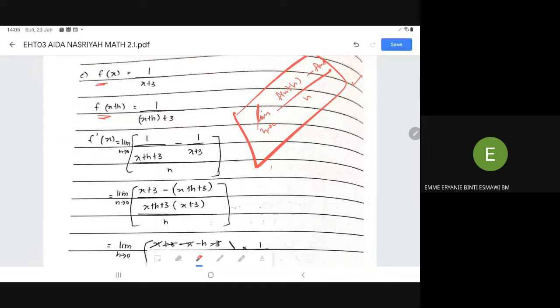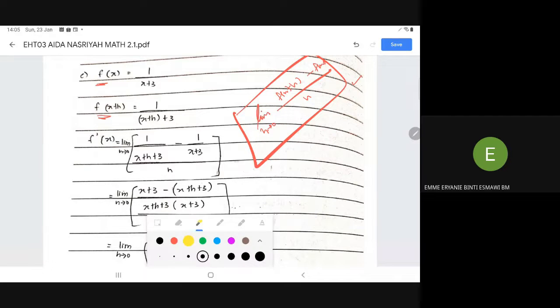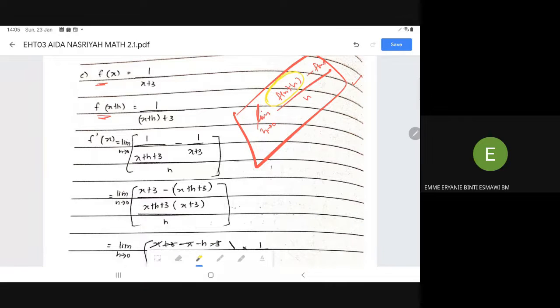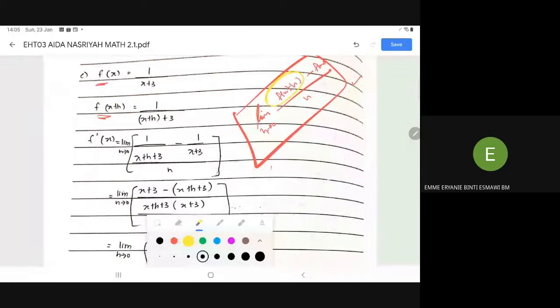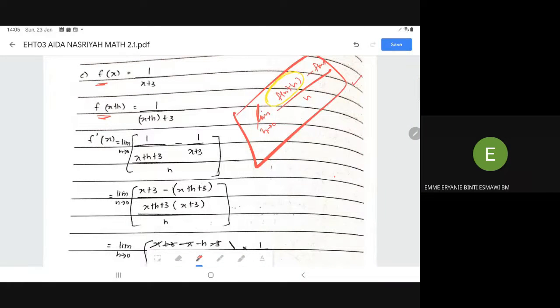And for us to use this formula, of course, we need to know what is the function of x plus h. The function of x plus h is exactly the same function as f(x), cuma the x ni we change to x plus h. So x tukar jadi x plus h. Once we have done that, we just substitute this new function of x plus h into the formula like that. Okay, well done, Aidan Ashraf.